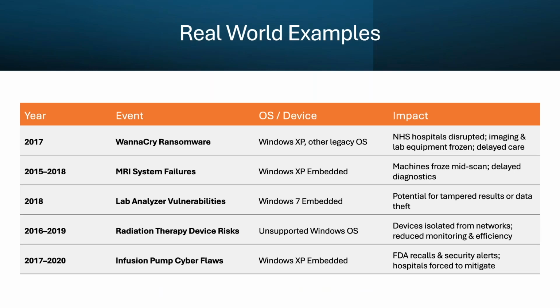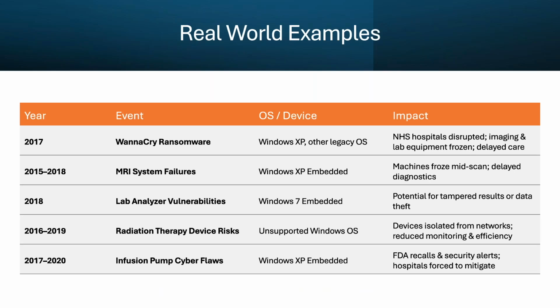Lab analyzer vulnerabilities in 2018. Devices running Windows 7 Embedded had vulnerable embedded operating systems that allowed unauthorized network access to several facilities. This potentially compromised lab results, raising concerns about data integrity and patient safety. If an attacker can access a lab analyzer, they could potentially alter test results, leading to misdiagnosis or inappropriate treatment.